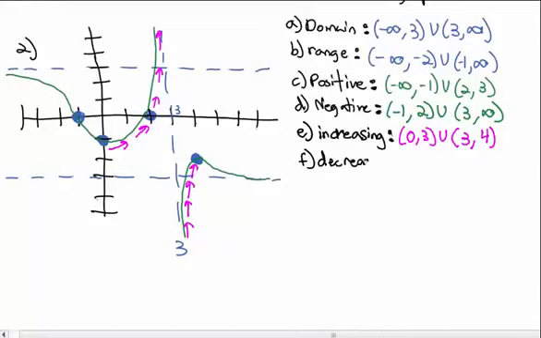Decreasing, then, is when the graph's going the other way from the beginning. You notice it's going down, down, down, down, and then from that maximum point, down, down, down. So from negative infinity to 0, when it turns the corner.